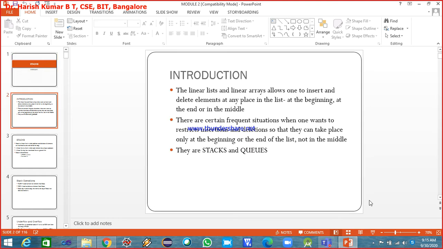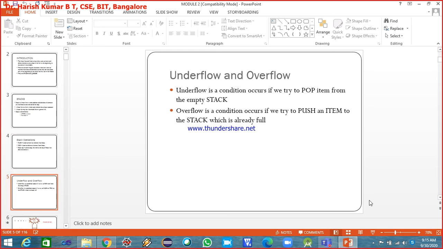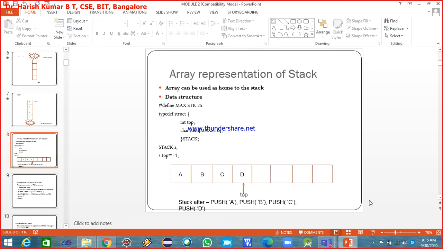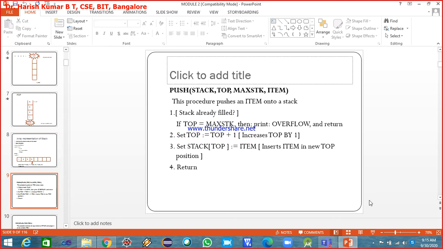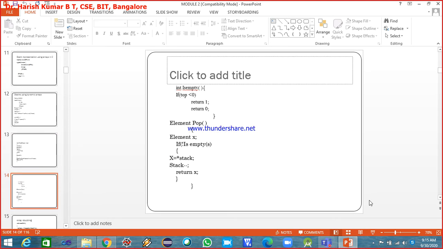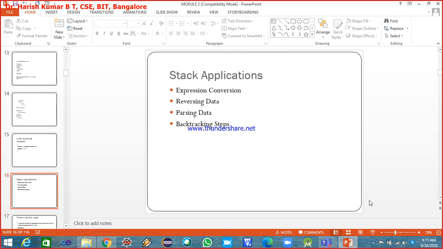Then you also understood the applications of the stacks and how to represent a stack. Array representation we understood, and then applications of stack we understood. You can also represent stacks using dynamic memory allocation, which we will discuss later. And these are the applications of the stack that we understood.